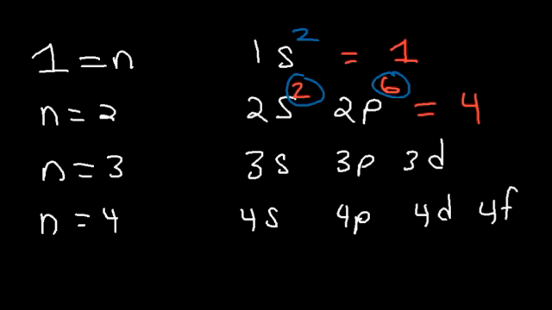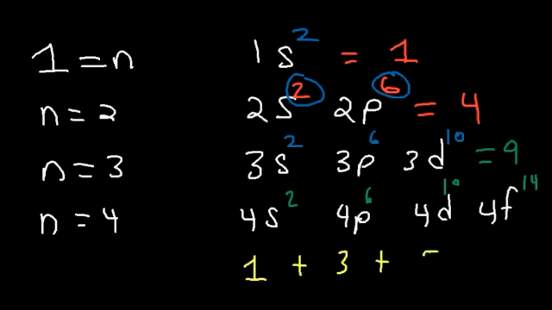For the third energy level, if we add up the orbitals, S can hold 1, P can have 3 orbitals, D has 5. That gives us a total of 9. And for the fourth energy level, if you add up all the electrons, you should get 32. Half of that is 16. S has 1 orbital, P has 3 orbitals, D has 5, F has 7. If you add those numbers, you get 16. So notice that the number of orbitals is equal to n squared.